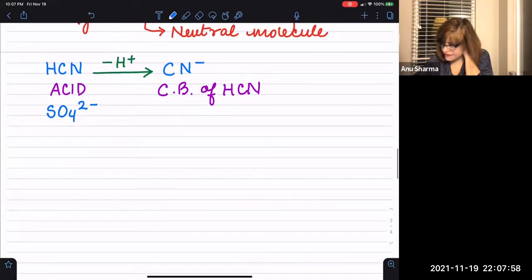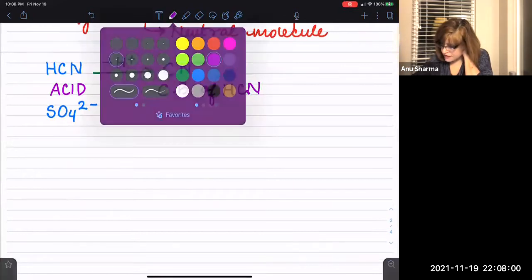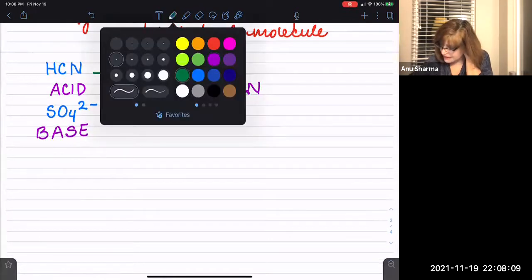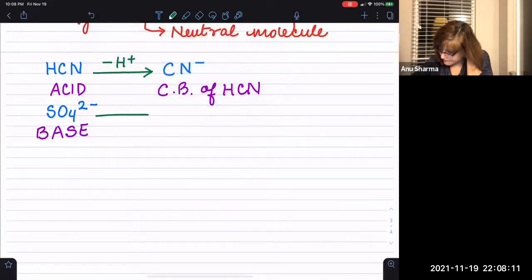So here we have the negative charge, and there is no hydrogen written in front. So this is obviously a base. So this is a base.